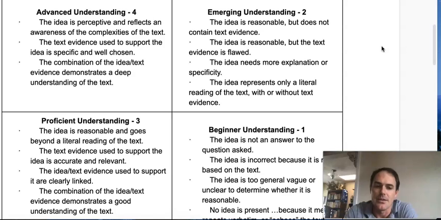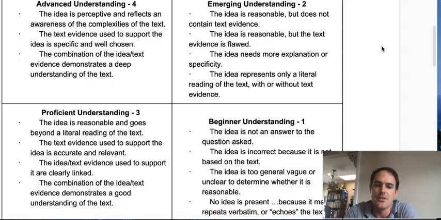To earn a B or to be proficient, you need to have an idea that's reasonable and goes beyond a literal reading of the text, or has evidence that is accurate and relevant and clearly linked and demonstrates a good understanding, right? I can see from your response that you understood the objective.